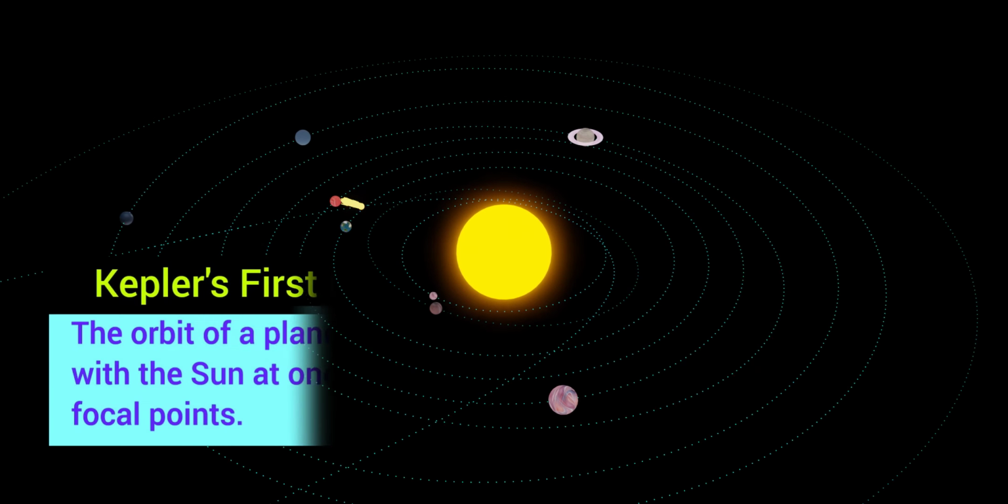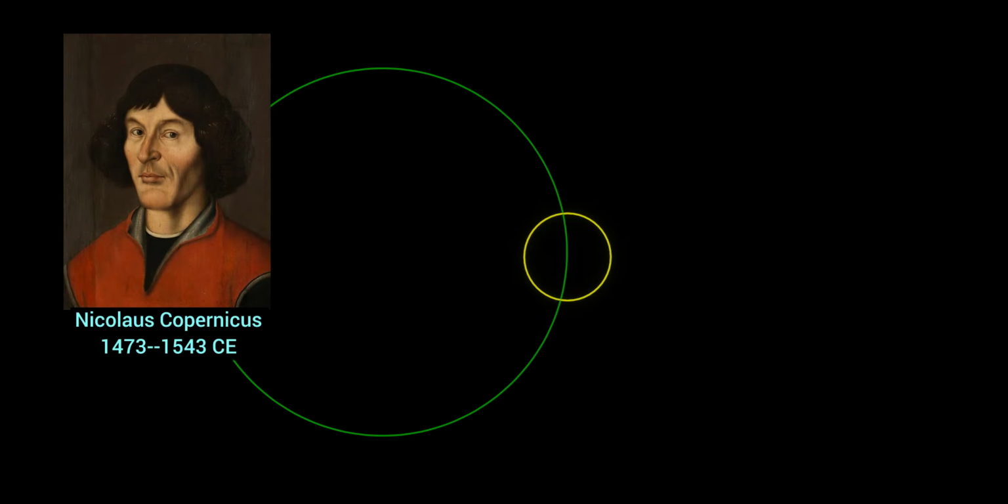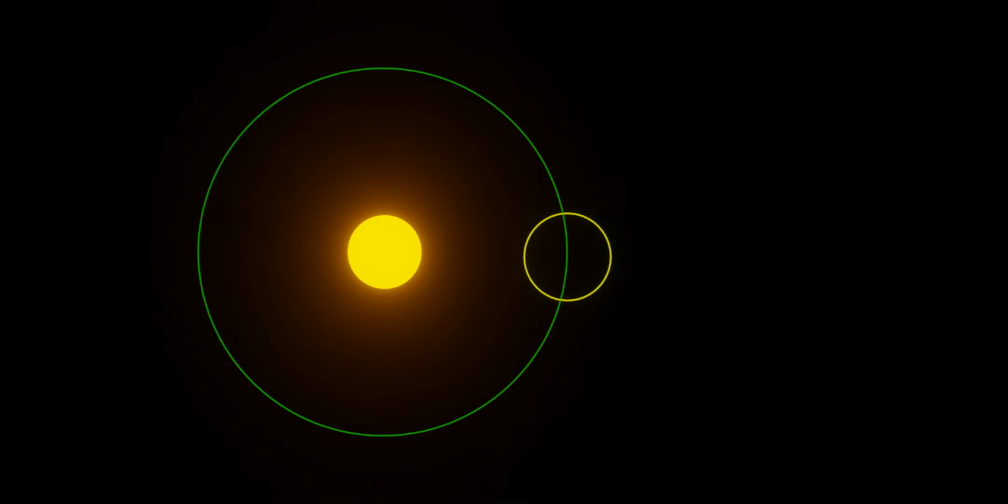Before this law, astronomers around the world believed that planetary orbits were circular, with another small circle on its perimeter. This small circle is called an epicycle, as described in the model of Nicolaus Copernicus. In this model, the Sun resides at the center of the circular orbit, while the planet stays on the perimeter of a small circle that revolves around the Sun. This small circle is called the epicycle.